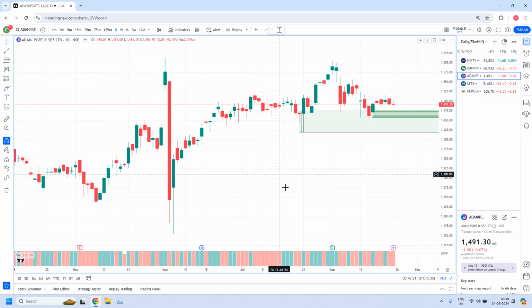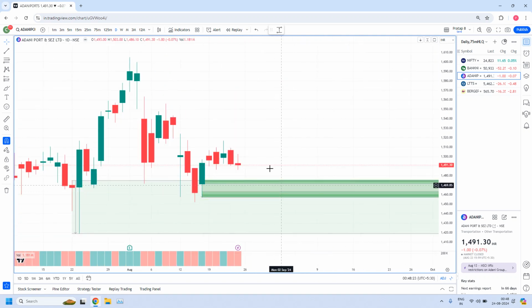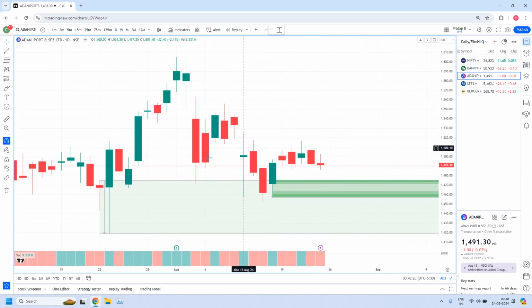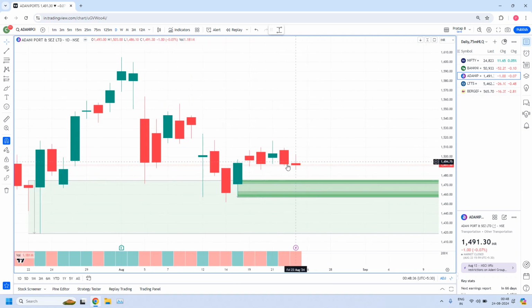This is Adani Ports. In the previous video, I already explained how to fine tune this Adani Ports. So I am not going to explain again. You can refer to the previous videos, where I already fine-tuned this zone. Even today, prices did not enter into this zone. We didn't get a trade.